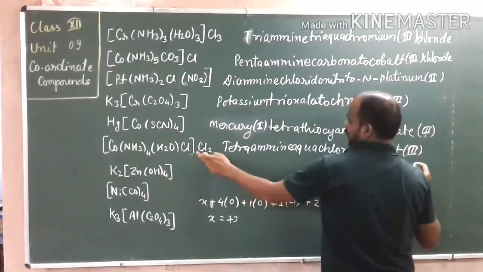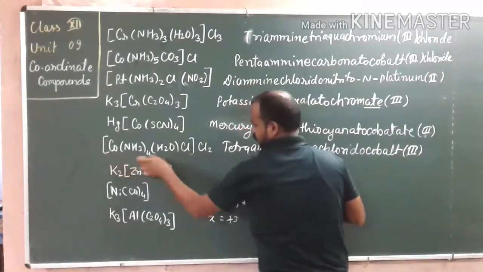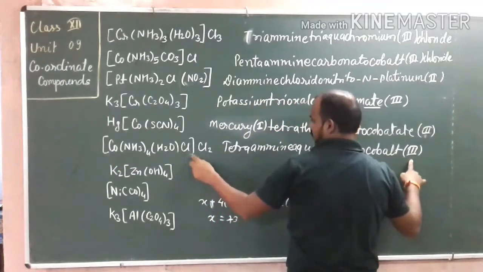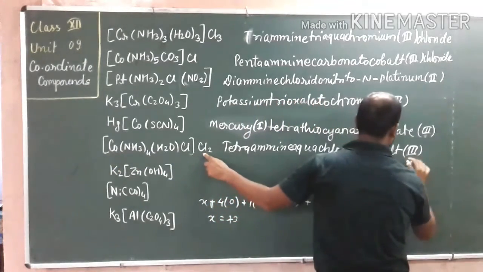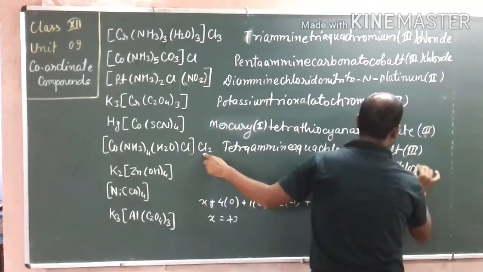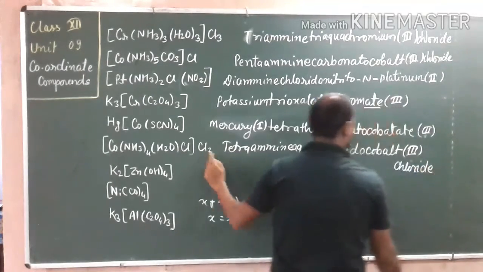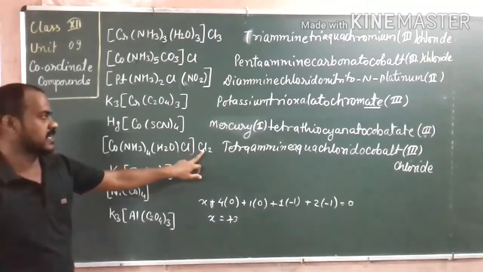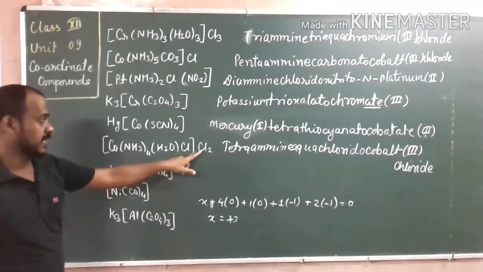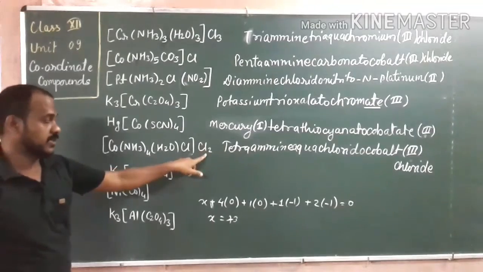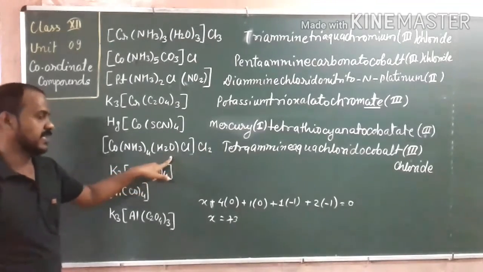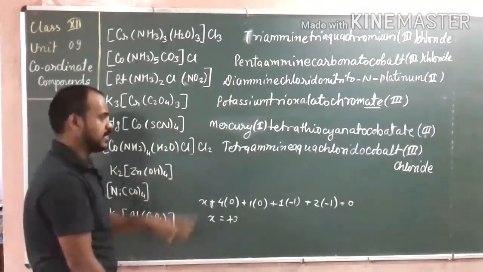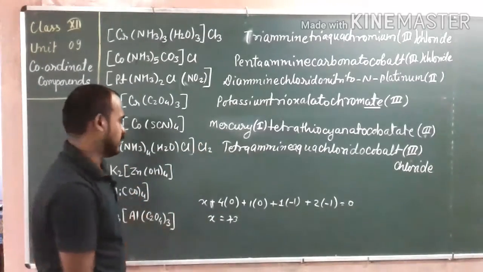And after that Cl. Since Cl is an anion, and this one is the cation, complete the name of the cation. After that the oxidation number, and after that the name of the anion. So here it will be chloride. Now it is only chloride, not chlorido. Why only chloride? Because here it is an anion, not a ligand. It would be a ligand if it were present inside the bracket, but it is outside the bracket, that's why it is only an anion.